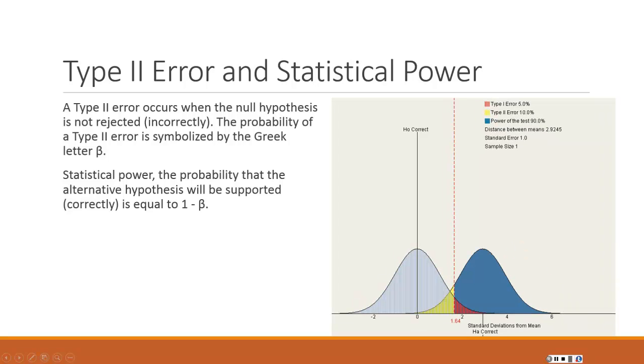So let's go to a different picture here. Now we have a little bit of overlap. So remember, this cutoff line here, the red line, is where we will reject H0. So the type 1 error is in the red.